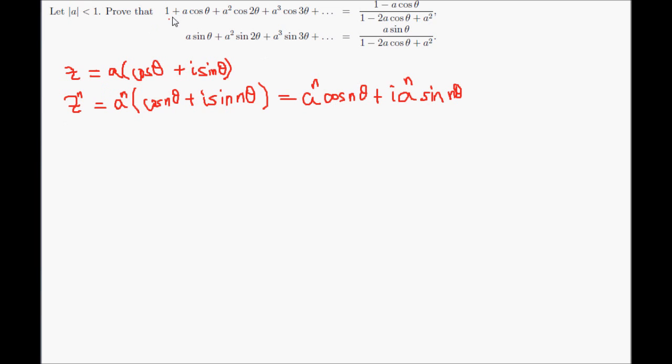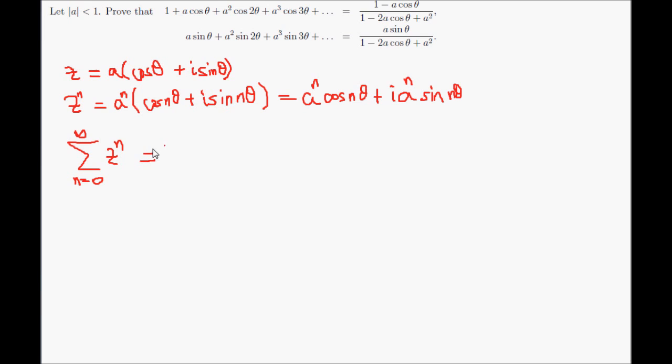So the top series is the real part when I take the sum from n equals 0 to infinity of z to the n. And likewise, the imaginary part is the second series. So somehow we have to evaluate the series.